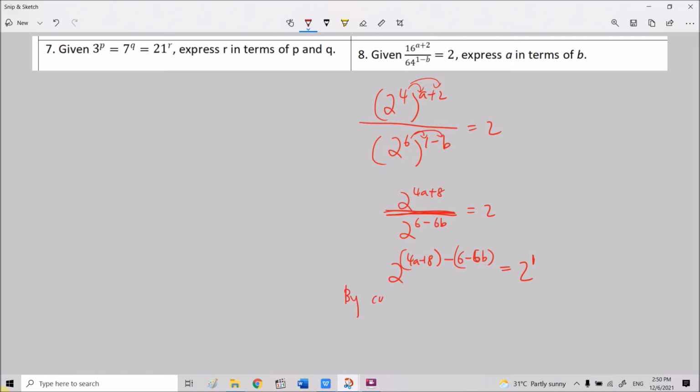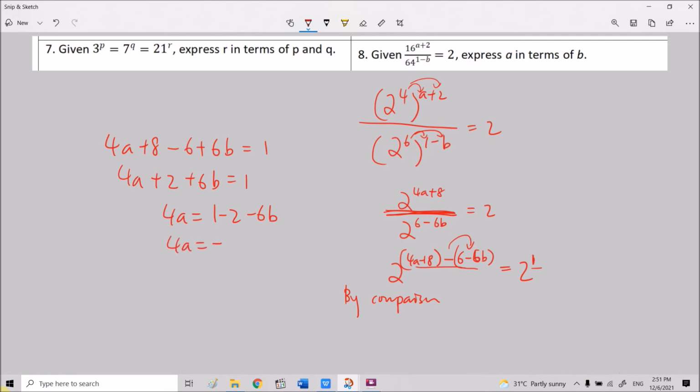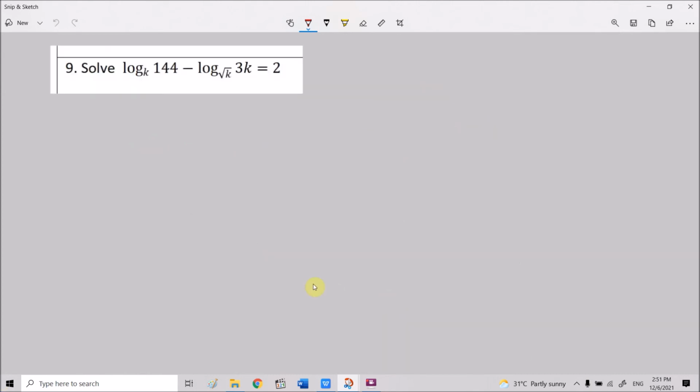So by comparison, I write on the left hand side 4a plus 8 minus 6 plus, because this applies to both terms, plus 6b equals 1. By comparison of the indices only, because they have the same base, we can use a comparison. So we just simplify this. 4a plus 2 plus 6b equals 1. 4a equals 1 minus 2 minus 6b. So I get negative 1 minus 6b over 4. Question number 9.